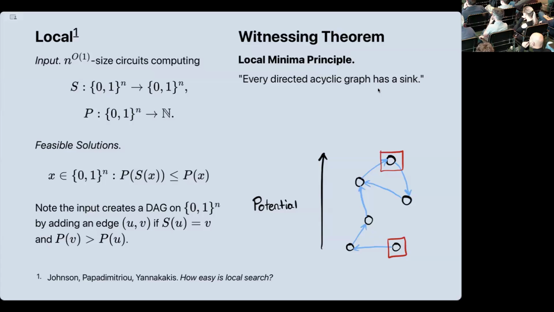And again, this has a very simple and natural witnessing theorem associated with it. The witnessing theorem, you can think of it as a local minima principle, if you like. Or in other words, every directed acyclic graph has at least one sink node. Does that make sense? Okay, cool.